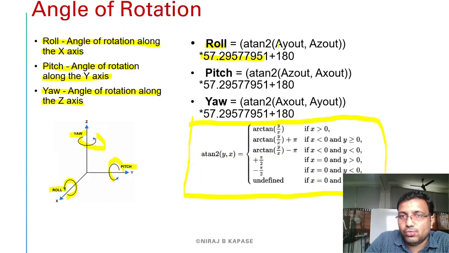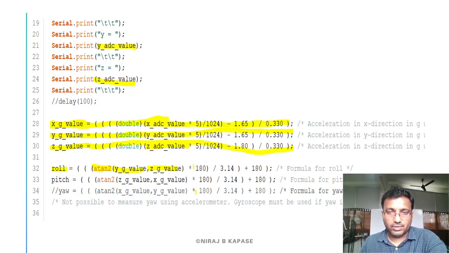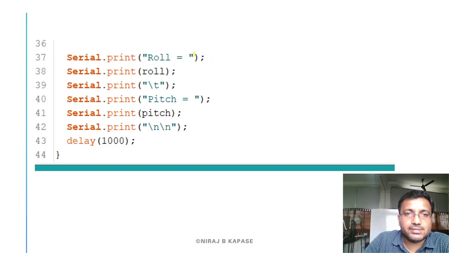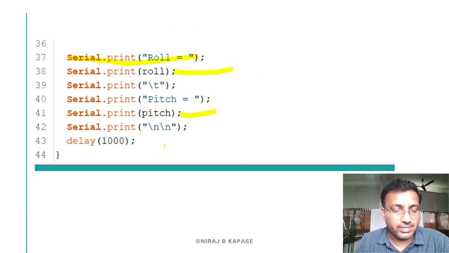Roll equals atan2 of YG out comma ZG out, multiplied by this value. So this is done here. YG out, ZG out multiplied by 180 divided by 3.14 plus 180. So there is a formula for roll, a formula for pitch, and a formula for yaw. These things are calculated. Also we are going to print them: Serial.println roll equals, passing the roll here, then a tab is given and pitch is printed, and also the yaw is printed. Like this we are going to use the ADXL335.